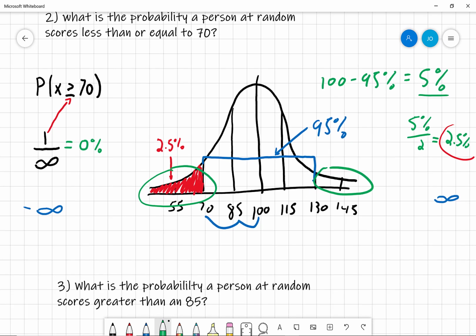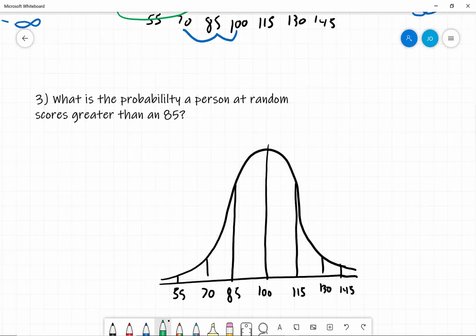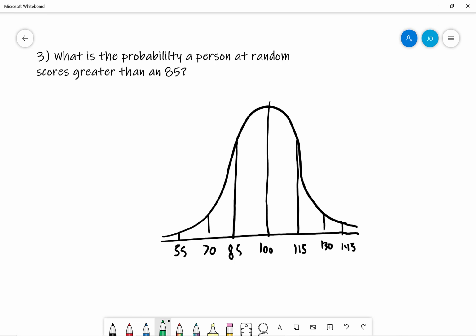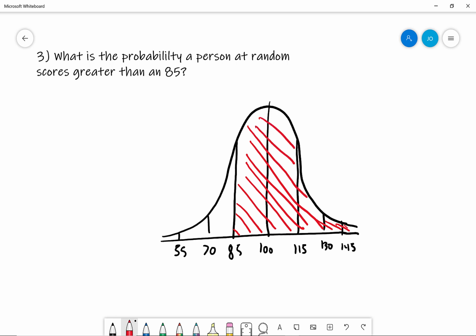The last problem we'll go over is a greater than problem. So here we're trying to find the probability that a person at random scores greater than an 85. So again, I like to shade the area just to get me a sense of, well, what area are we looking for? And we are looking for all of this stuff right here, all of this area. And all this good stuff right here.